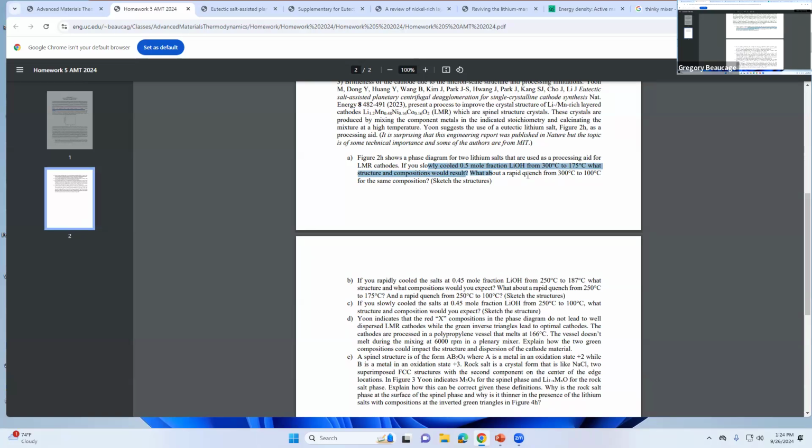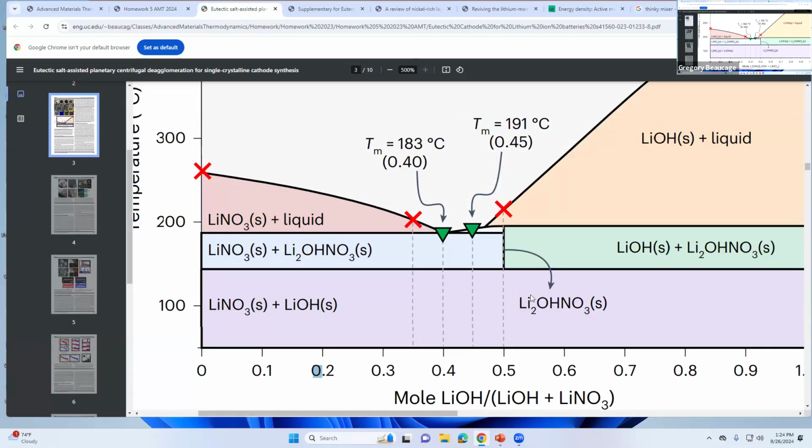What about rapid quench from 300 to 100? So again, you kind of already said this, but you're at 300, you get down to 100. And then if you do that quickly, then you just separate into pure lithium nitrate and pure lithium hydroxide. So it's completely different. In one case, you get the one phase, in the other case, you get two phases. It'll be like grains of lithium hydroxide, equal number of grains of lithium nitrate. Take that.